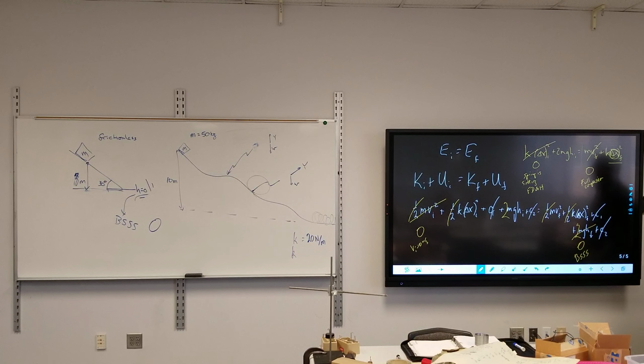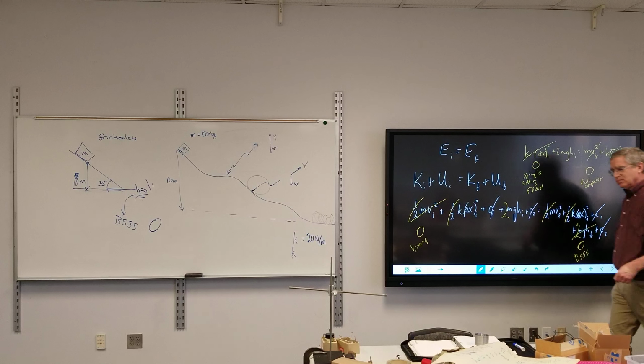So we have now reduced the problem down to 2 terms. I know mass, I know g, I know initial height, I know k. Only thing I don't know is delta x. So we solve for that?